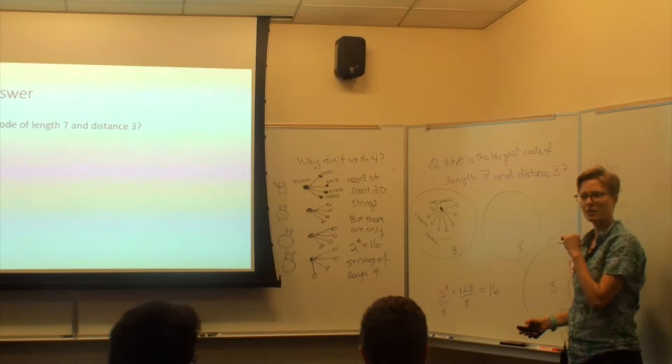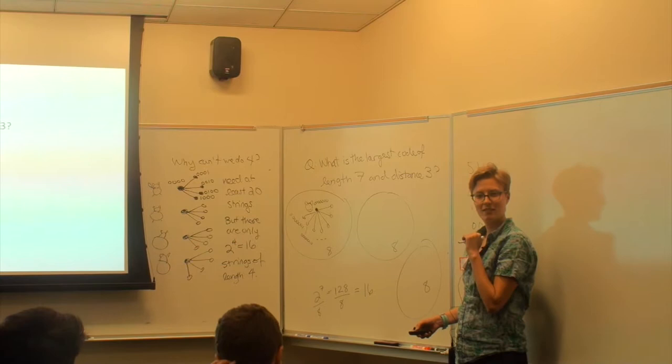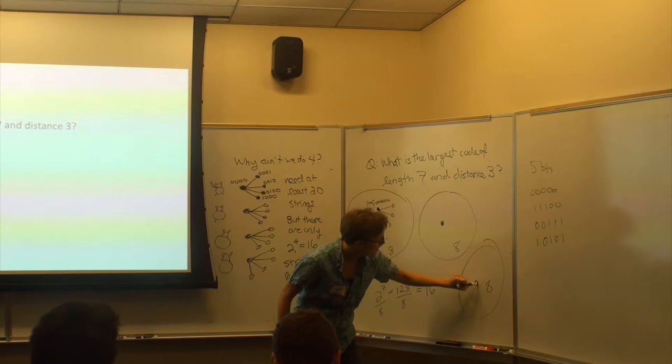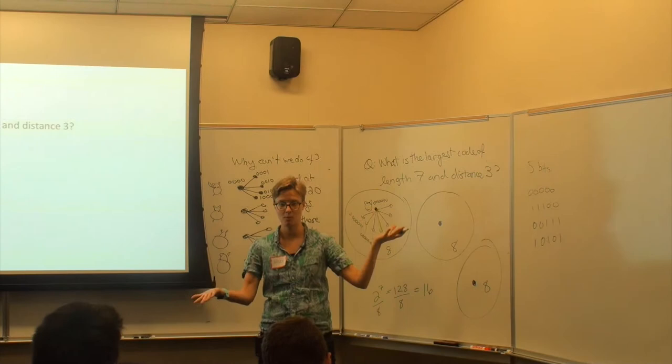Does everyone understand this argument? Maybe a little bit fast. Questions? Can you say it again? Yeah, sure. The basic idea is, suppose I have a bunch of possible messages, and let's say I have some variable for the number of messages I have. Say I have k possible messages.